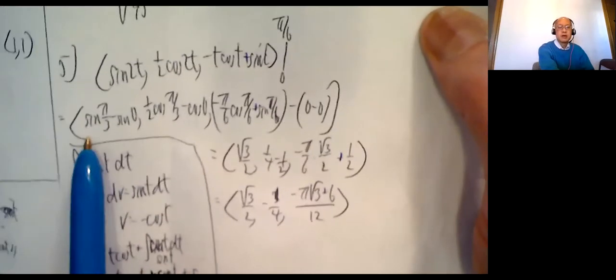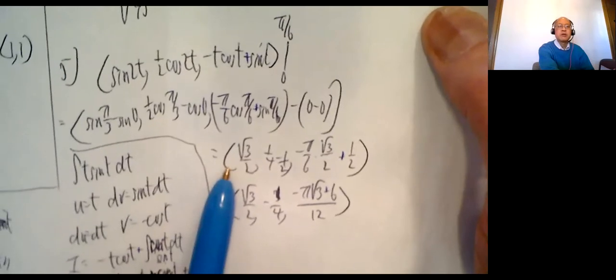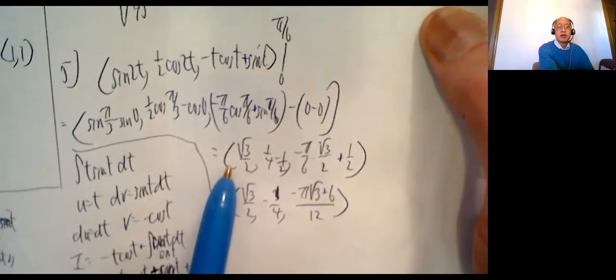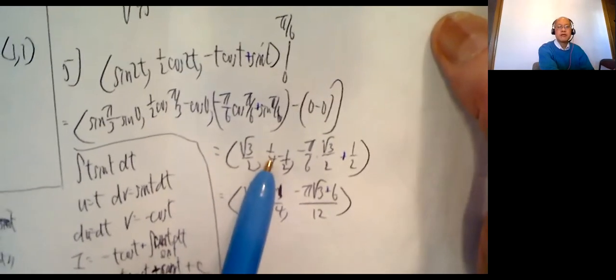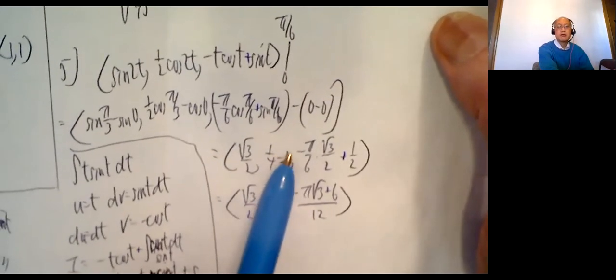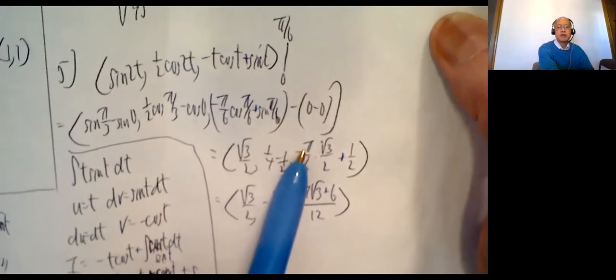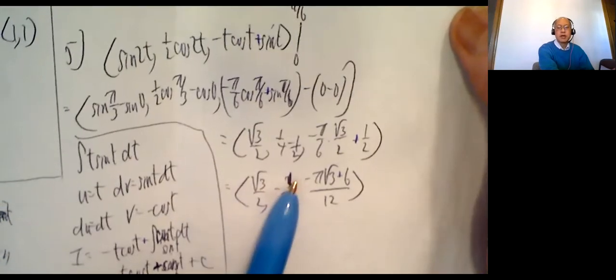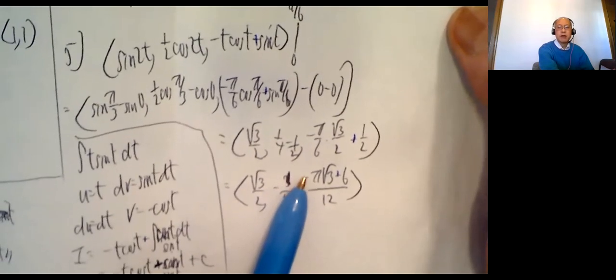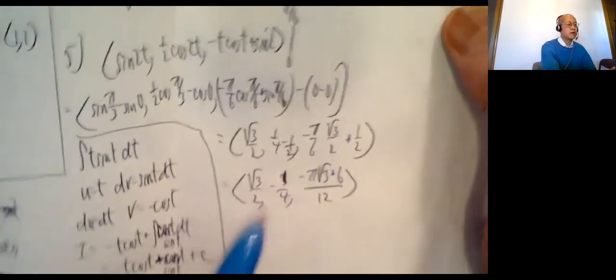Okay, so this comes out to be radical 3 over 2. And that comes out to be 1/4 minus 1/2. And that's negative pi over 6 times radical 3 over 2 plus 1/2. So radical 3 over 2, negative 1/4, negative pi radical 3 plus 6, divided by 12.